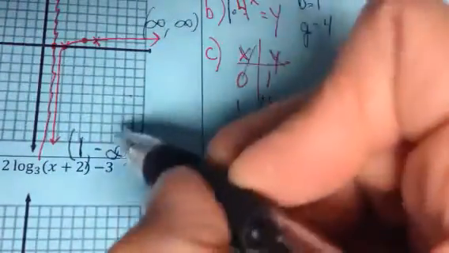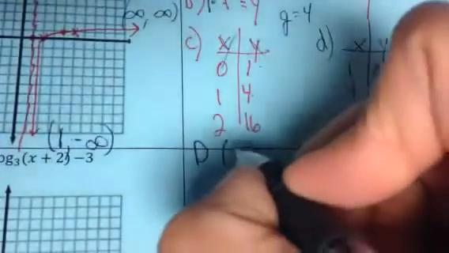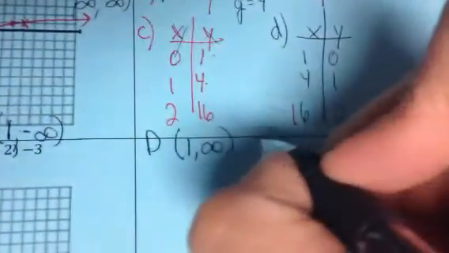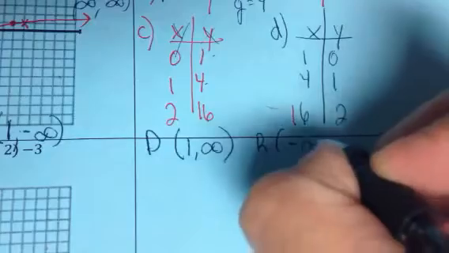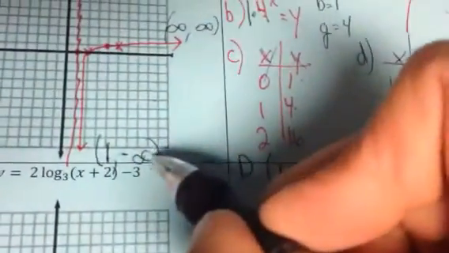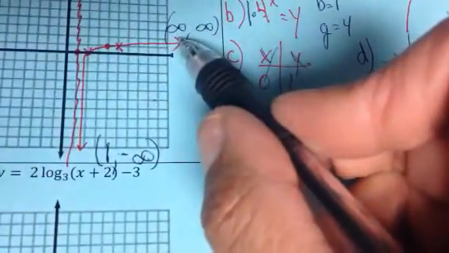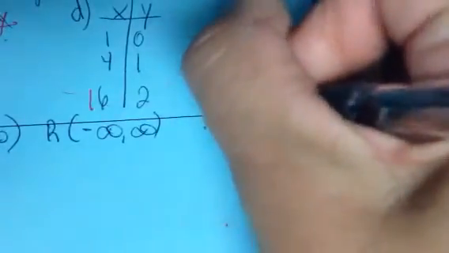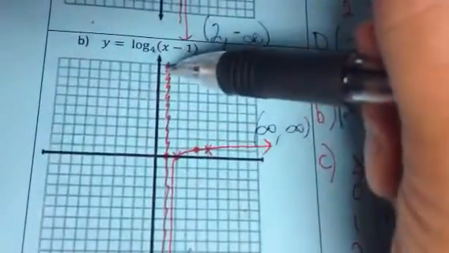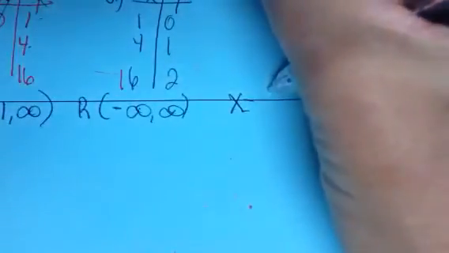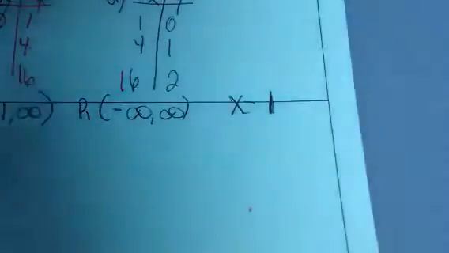And now I can put my domain. The domain are the X's, 1 and infinity, smaller then bigger. The range is negative infinity to infinity. Those are your Y's. And then again, my wall, my asymptote, is that wavy line. And on that wavy line, X is always 1. So I just put X equals 1. And that is B. All right, moving on to the next one.